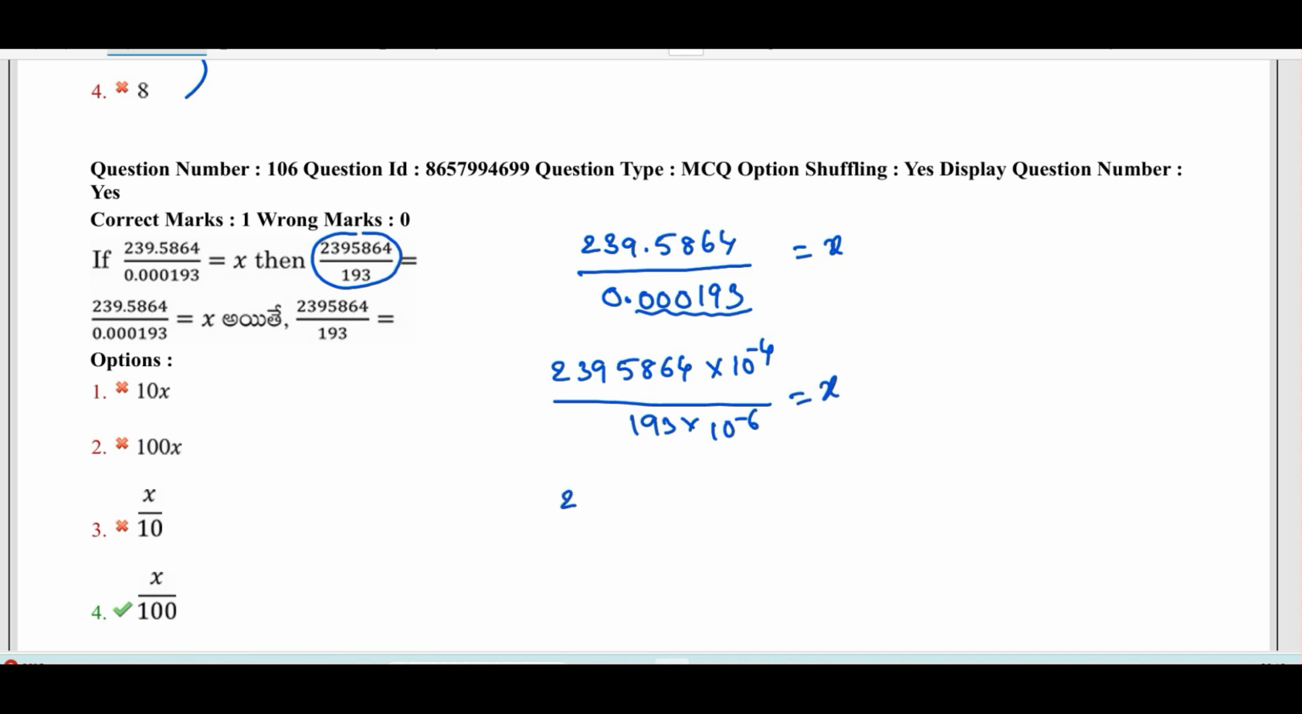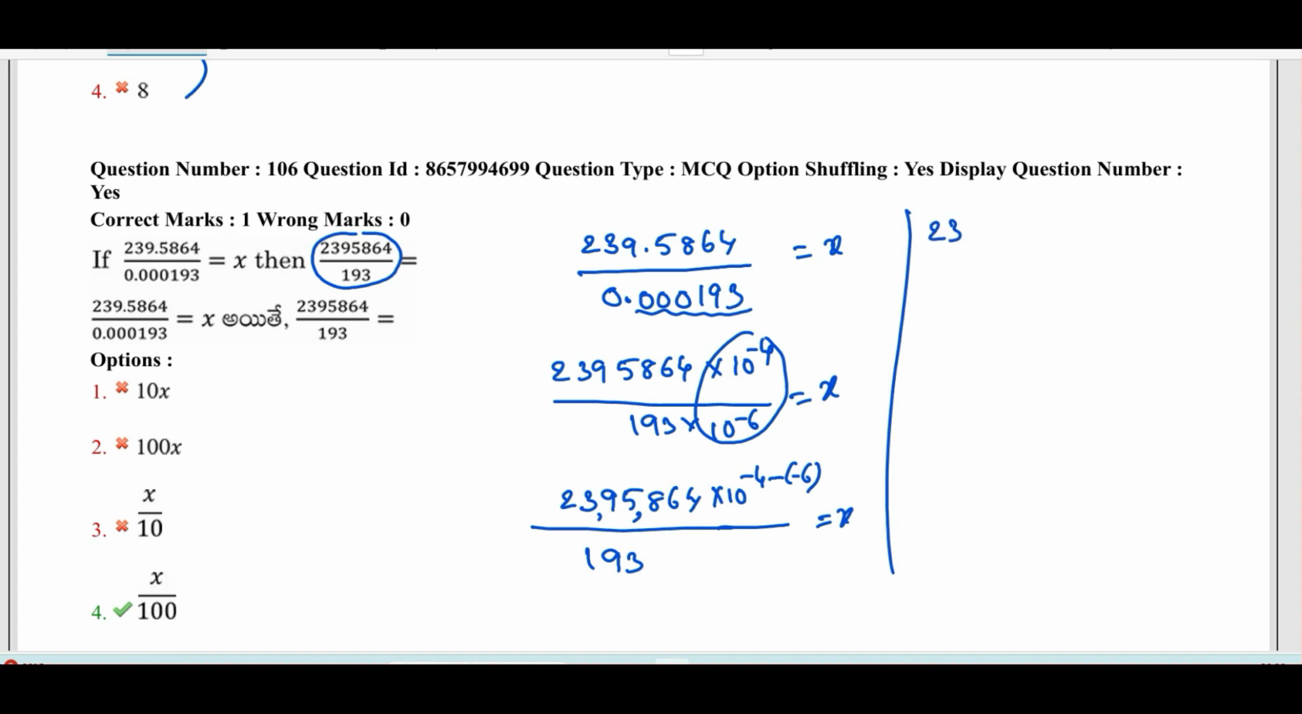దీని నుంచి 2395864 by 193 is equal to, these two we can simplify it as 10⁻⁴ minus of -6, that is equal to x. From this we can write it as 2395864 by 193 into 10². This can be written as 10², that is equal to x.